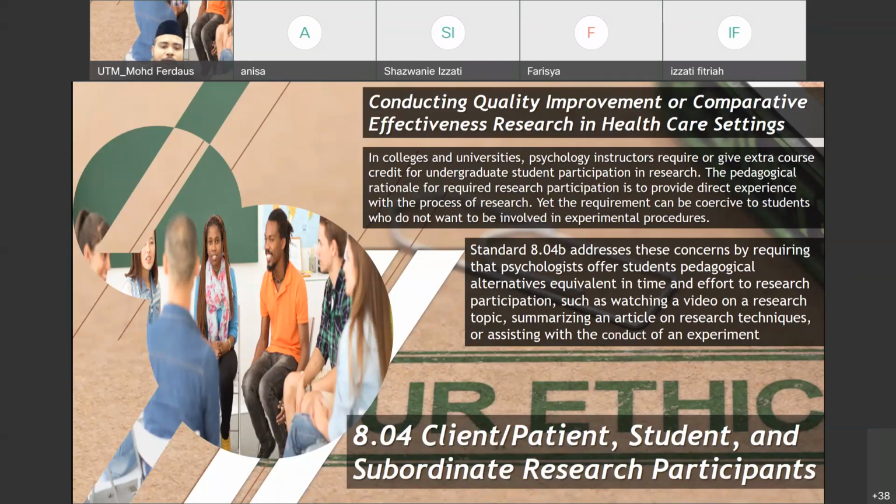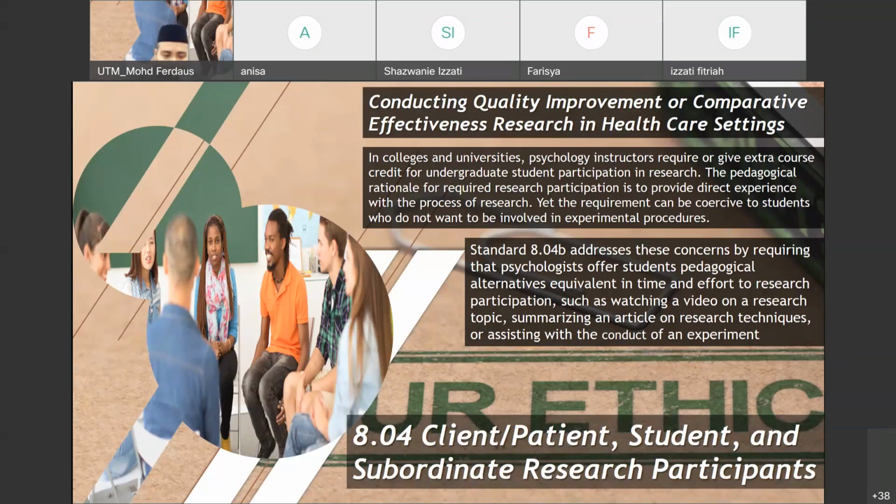Okay? I ask you to join me as part of research. I give you 10 extra marks for those who participate. But I don't give an alternative for those who don't want to participate. They don't have any option to gain the same extra marks.